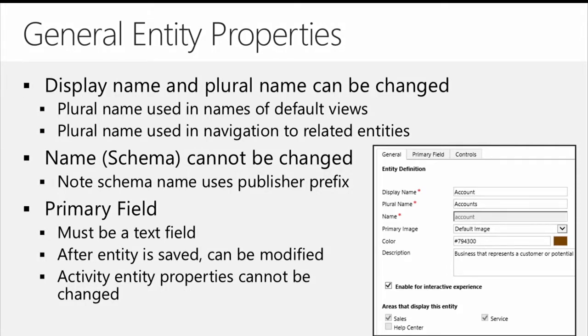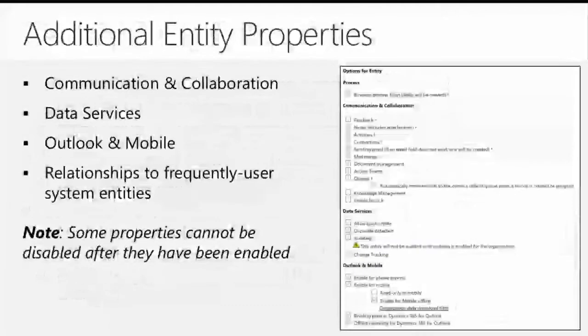Each entity has to have a primary field associated with it. The primary field is basically the name of the record. It's not necessarily the GUID or the ID of the record. That's a separate thing that gets defined automatically behind the scenes. This would be things like the name field. And typically the primary field has to be a text field within the application. It has some additional properties that you can modify, but it's really the main field that you want to use for this individual record.